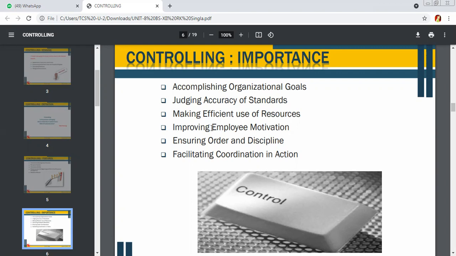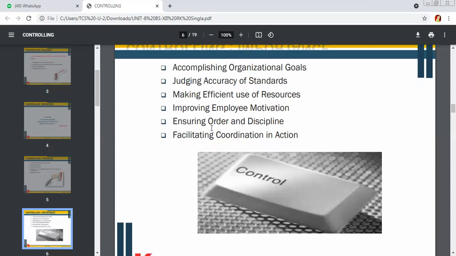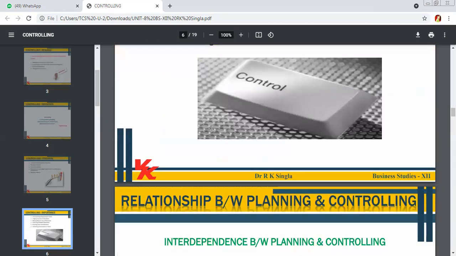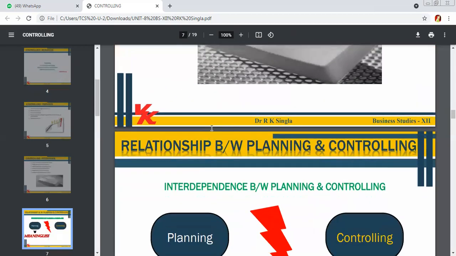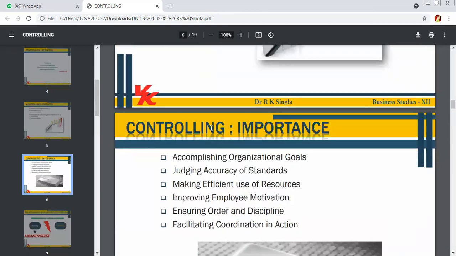Facilitating the coordination in action. It facilitates the coordination in action, because coordination is defined first, that it is to be coordinated. There should be a relationship established between all the activities. After maintaining the relationship, it comes into action at the time of controlling. So it is all about the importance of controlling.